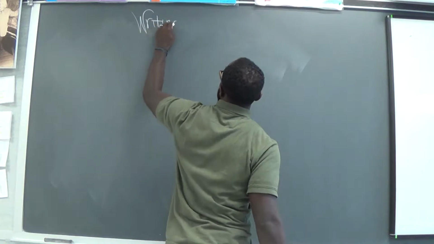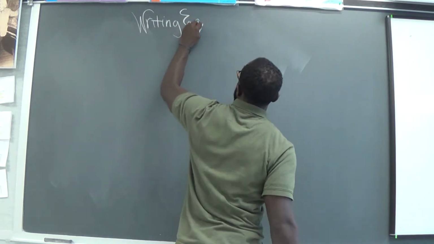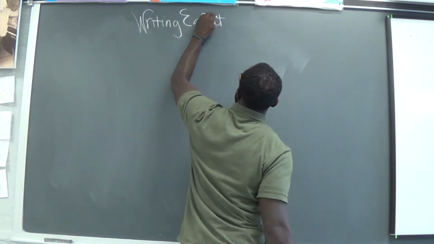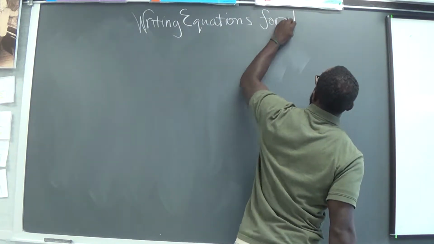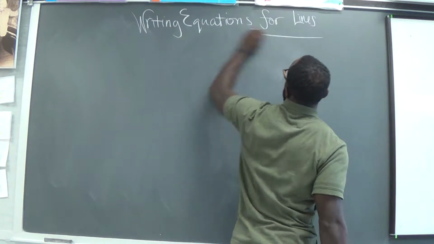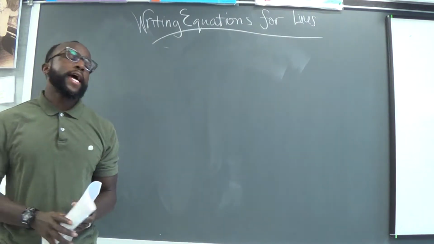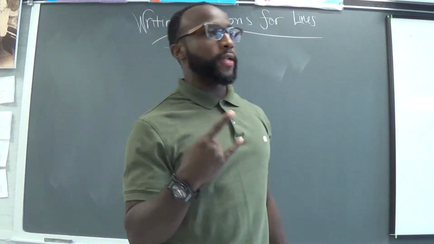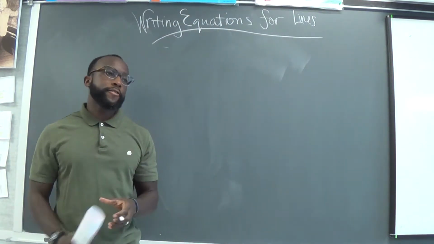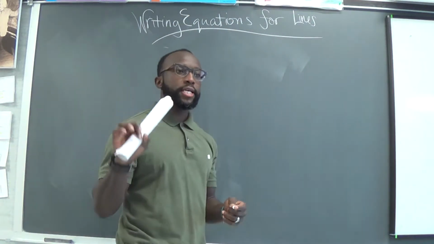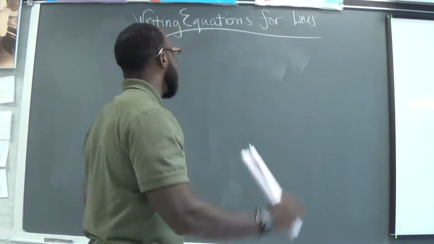Writing equations for lines. All right, so there are two equations for lines, right? Today we're going to look at my favorite equation for a line. It is called the point-slope equation. All right, that's what we're going to learn today.